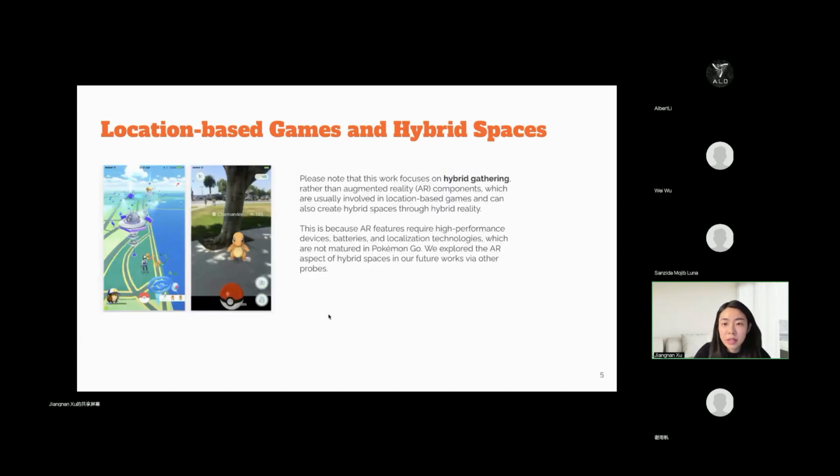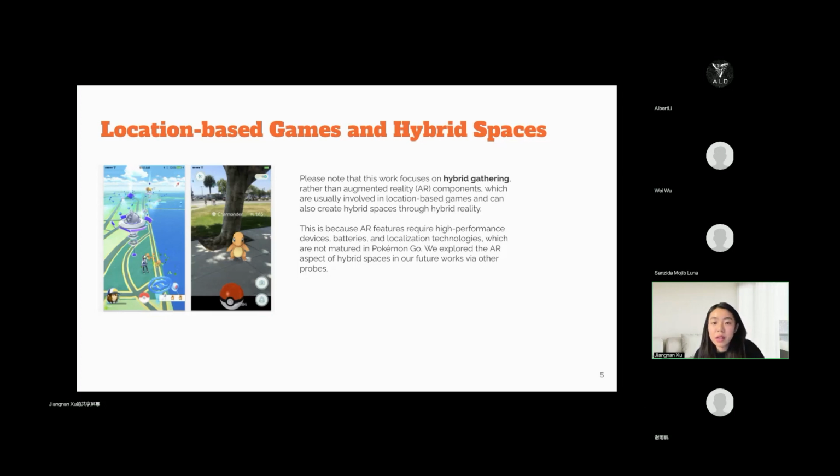To be noted, in this research, we are using a location-based game called Pokemon Go, and you also notice that there are some AR components in the game. We can see some Pokemon that overlap in the physical world. However, we are not focusing on the hybrid reality. We are focusing on the hybrid gathering in this research.